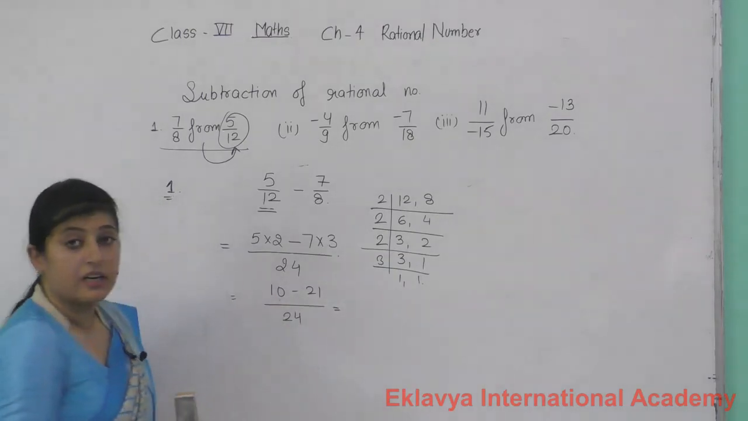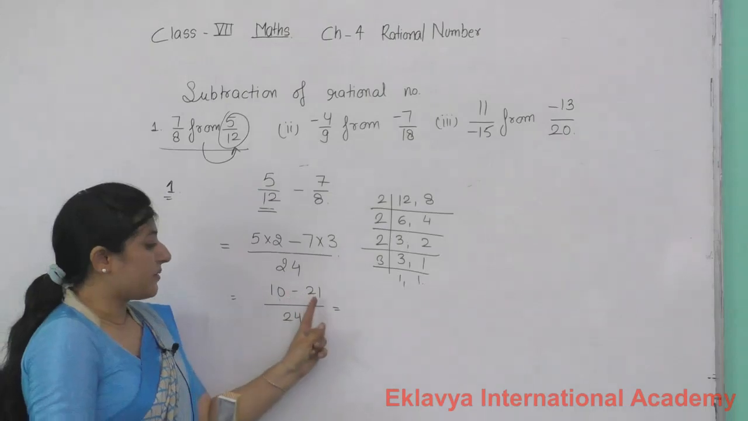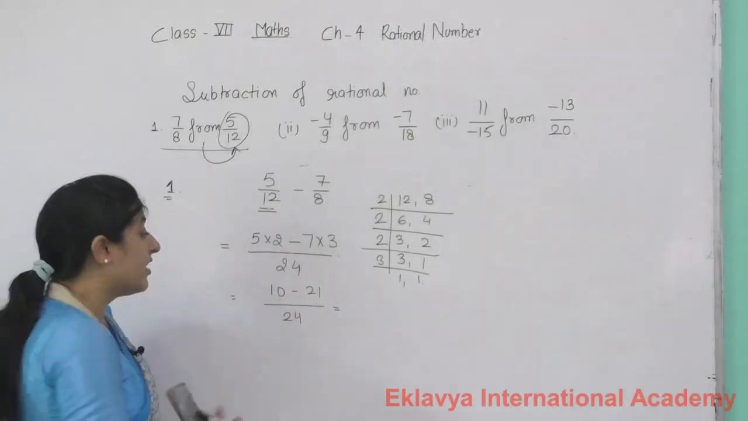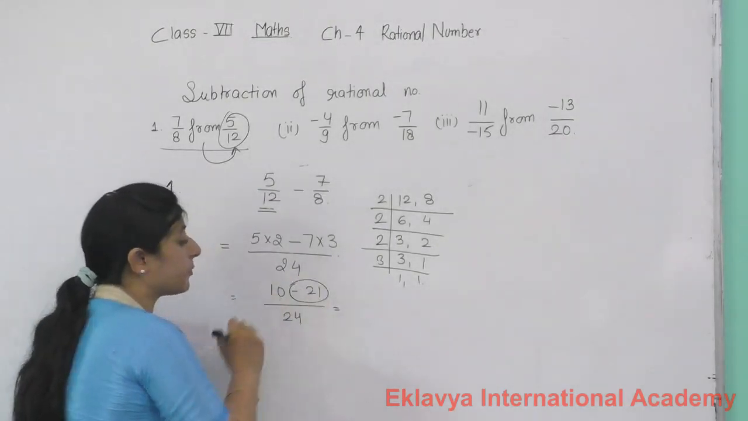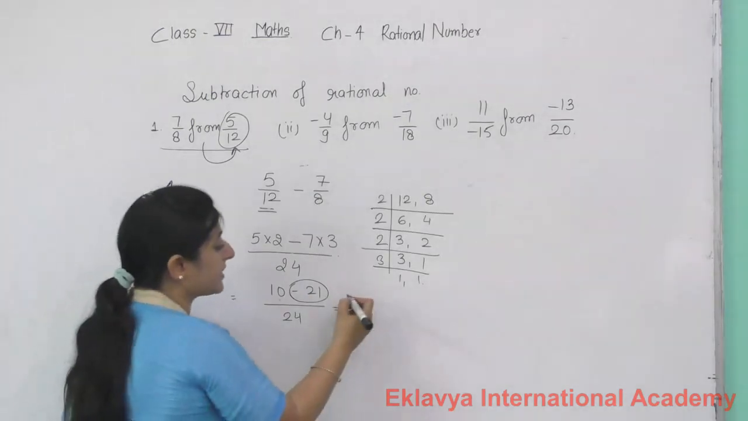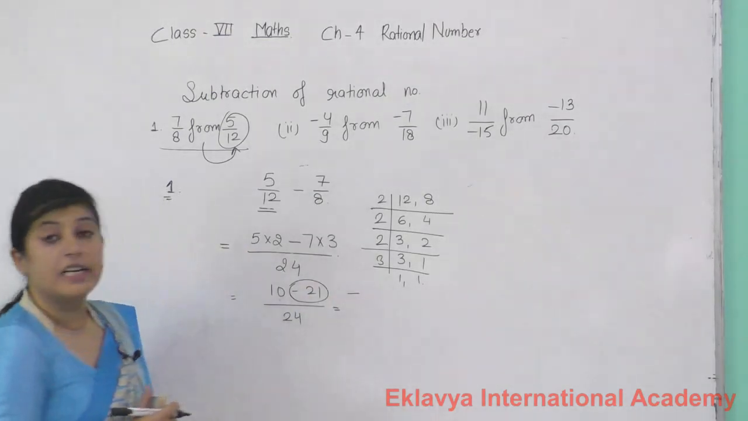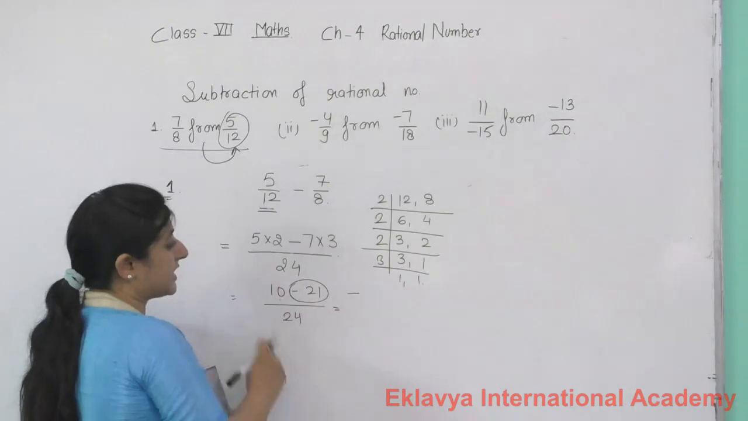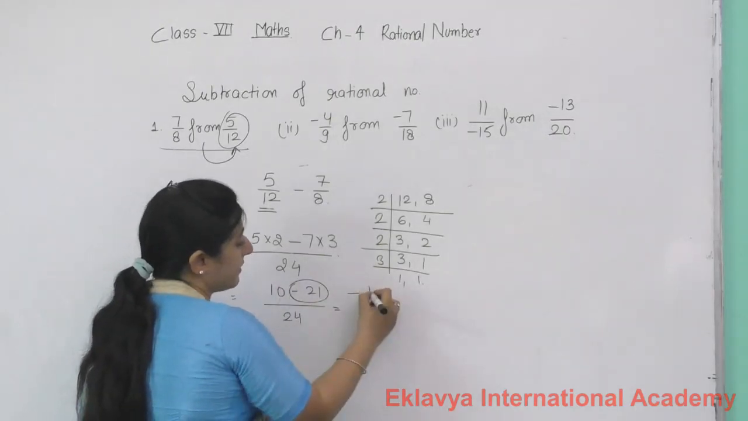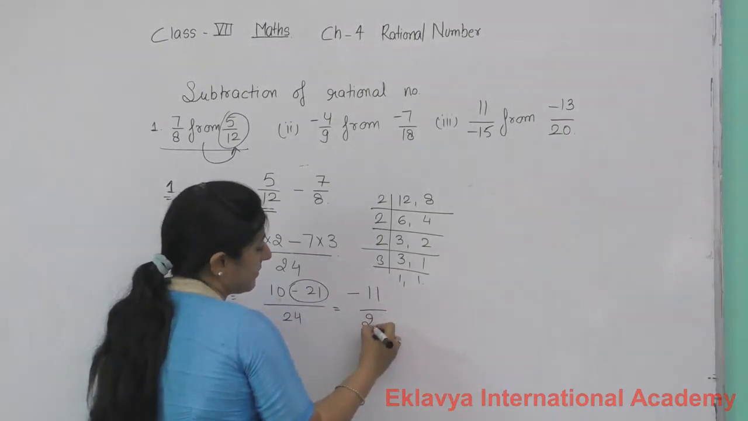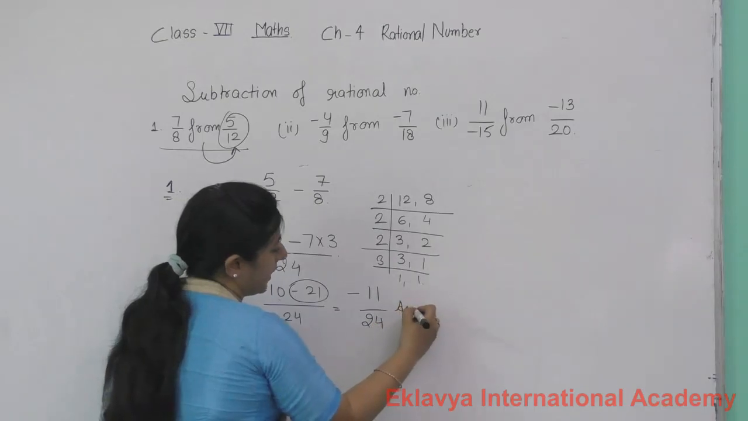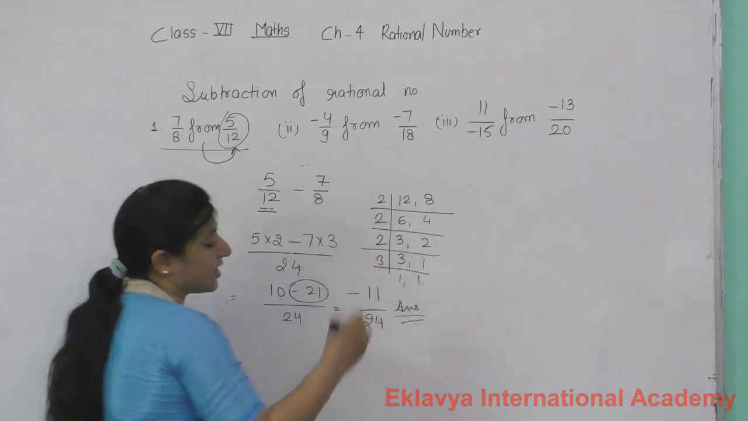See again here, this is plus minus, obviously minus. Which number is greater, negative or positive? The negative number, it means our answer will be negative. So for plus minus minus, 21 minus 10 becomes 11. That is minus 11 upon 24. This one is our answer.